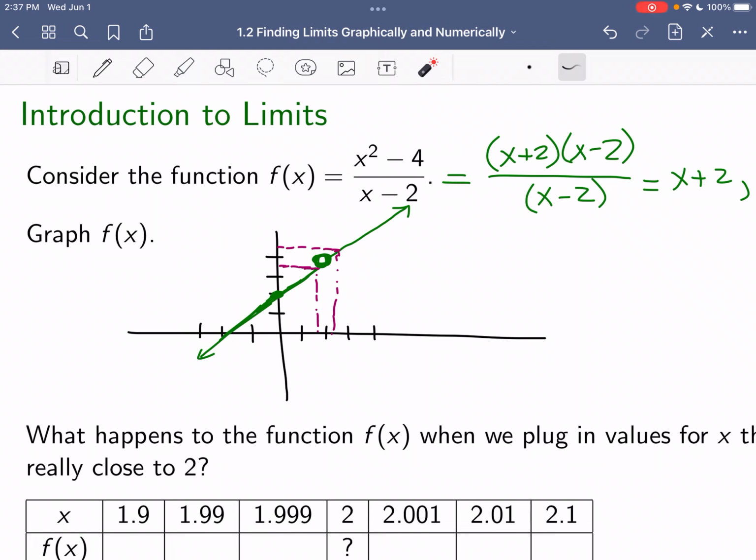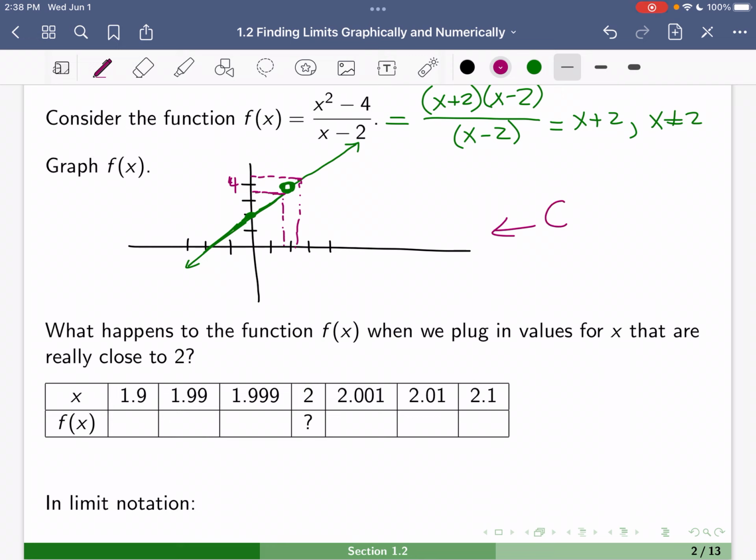And from this graph, we can see there's this hole in the graph. It looks like it's getting really close to the value of 4 itself. Right? That's what appears to be happening. Indeed, it is what is happening. So that would be a graphical way we could use a graph to determine that limit.